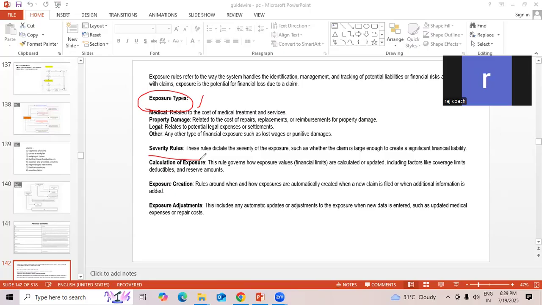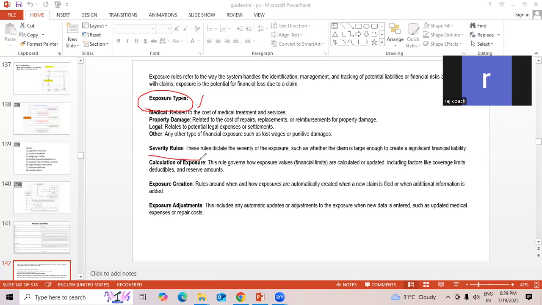Next, about exposure creation. These are the rules for how the exposures are automatically created. For example, when a new claim is filed or any additional information is being added, exposure creation is used as well. Last but not least, exposure adjustments.